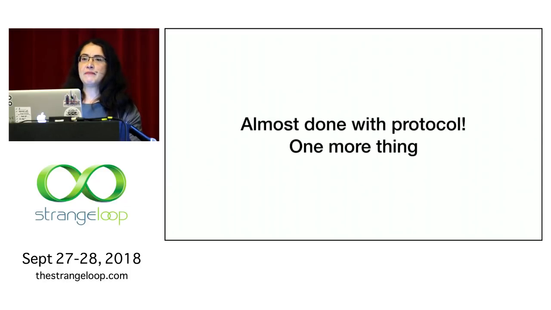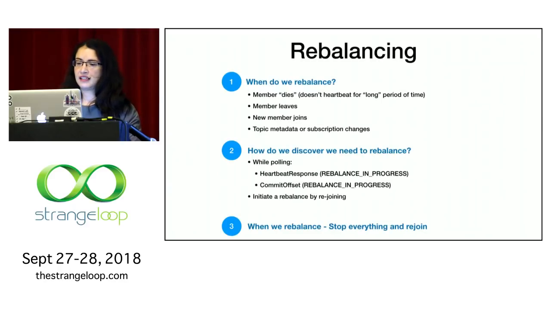Okay, so we are pretty much done with how this whole consumer group protocol works. One more thing, rebalancing, because this is the essential concept here. So when do we rebalance? When do we shuffle partitions around? We shuffle them when it's not really a shuffle, it's reassigning, basically.